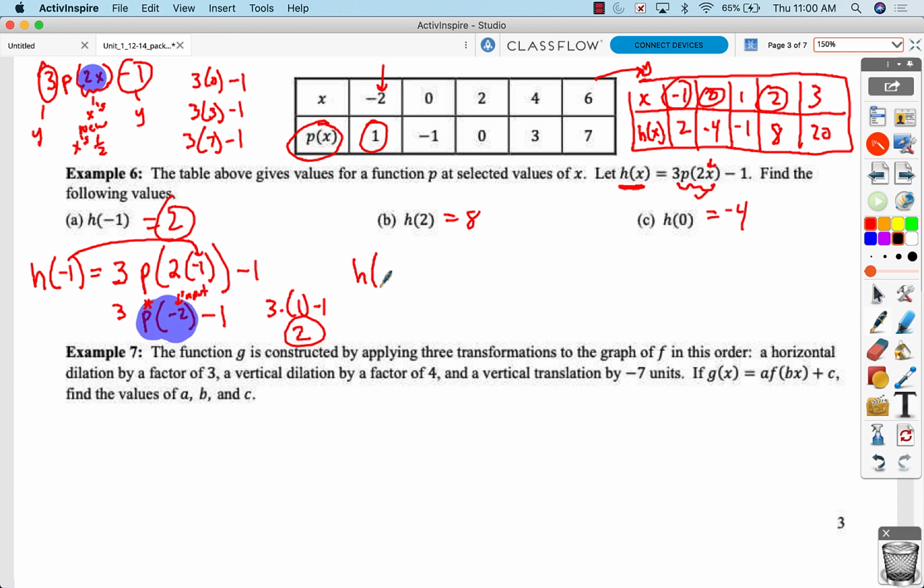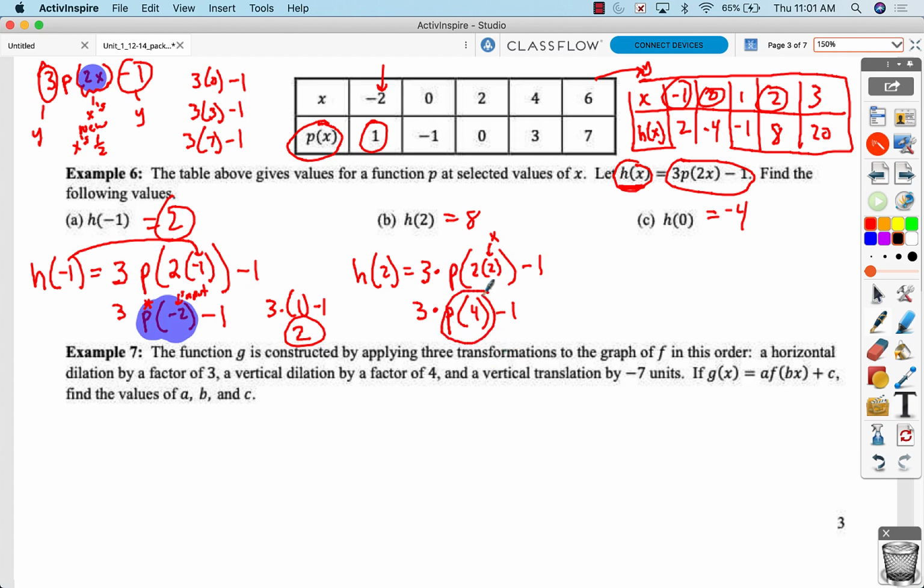So I say h of 2. Okay. Well, remember, what does h equal to? h equals this mess over here. So I say 3 times p of 2, that's where my x was. I'm going to put 2 in for x. That used to be an x. Minus 1. So that's 3 times p of 4 minus 1.